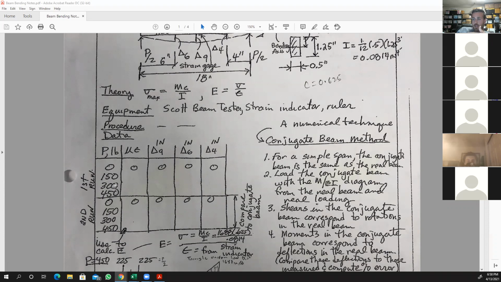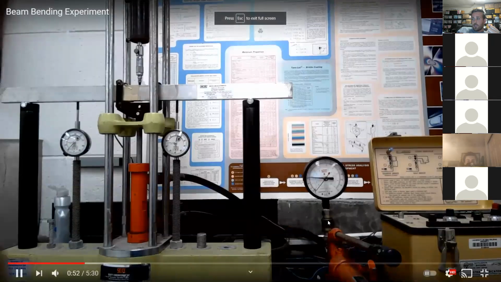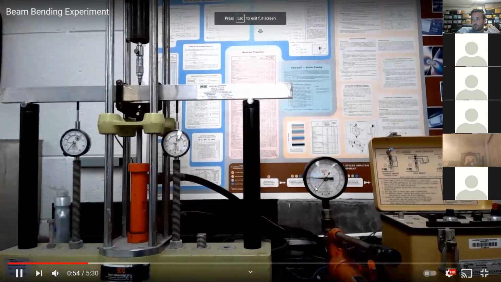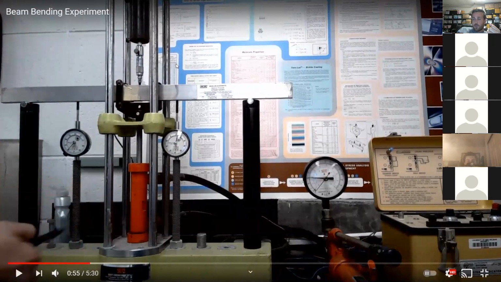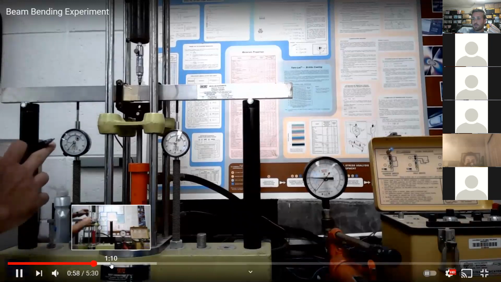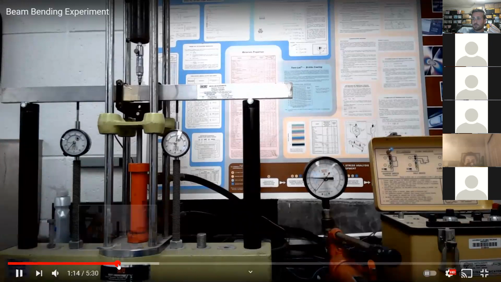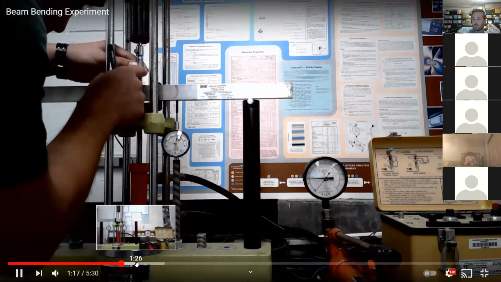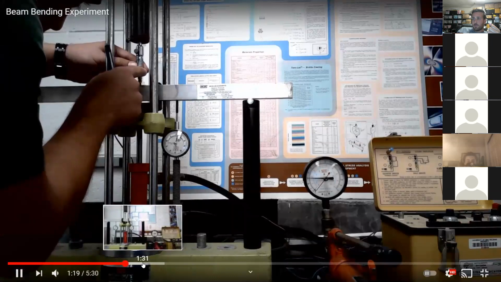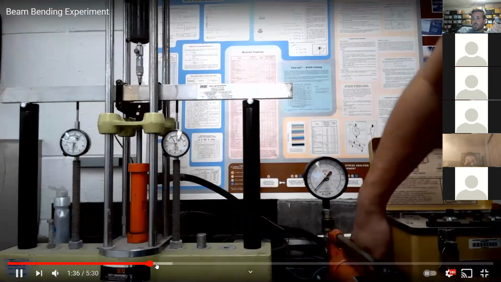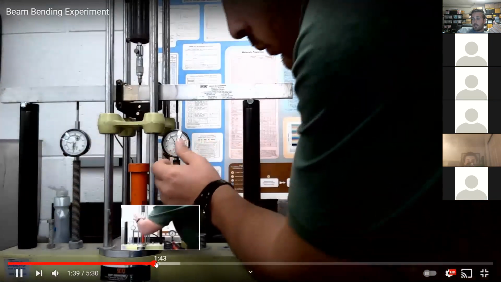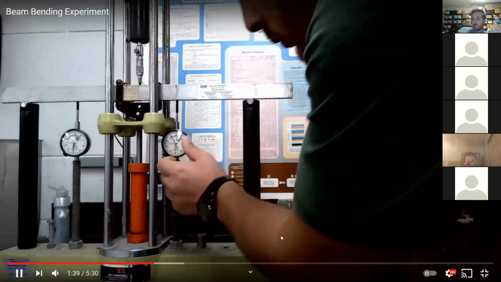The first run starts with the 150 pounds applied load. So in this video, this one is the 150 pound load applied, 75 on 1 loading point and 75 on the other loading point. And then I measure the deflection. I'm taking the measurements. And then I'm taking the measurement in the middle from the center of the beam, which will be the maximum deflection. And then I take it over here as well. And then I go back to 0 and zero the gauges.